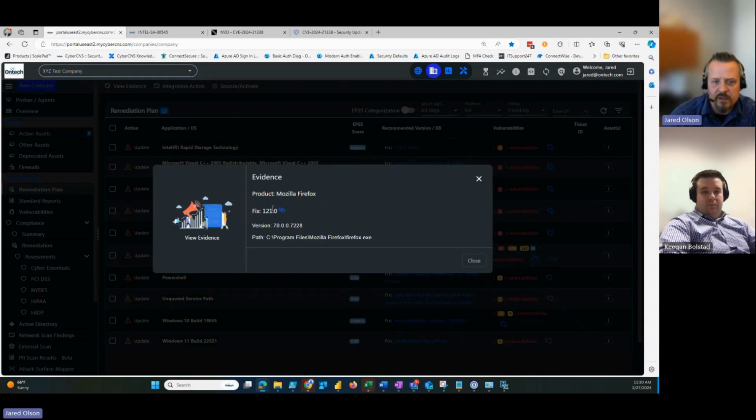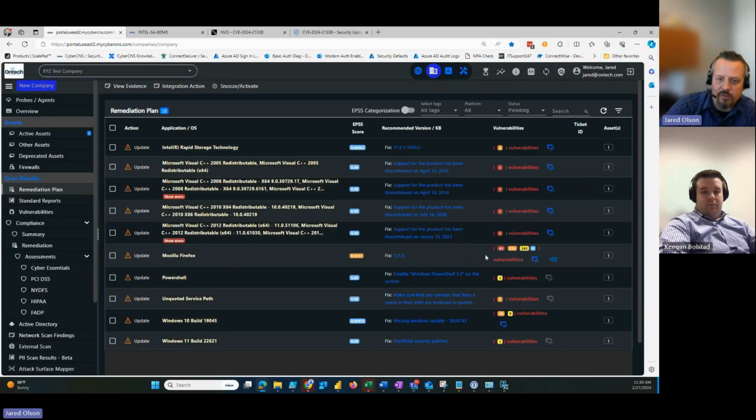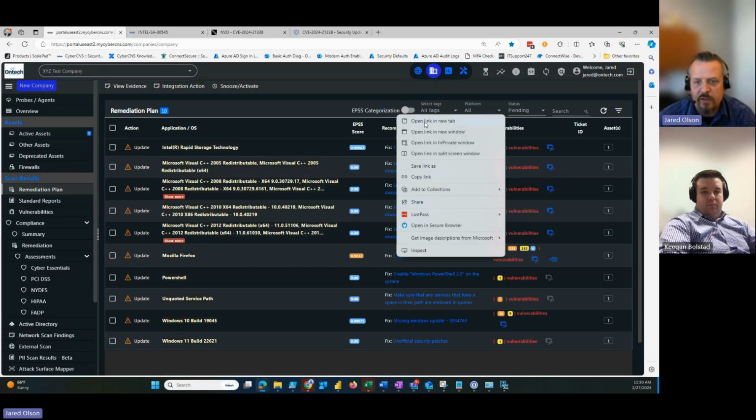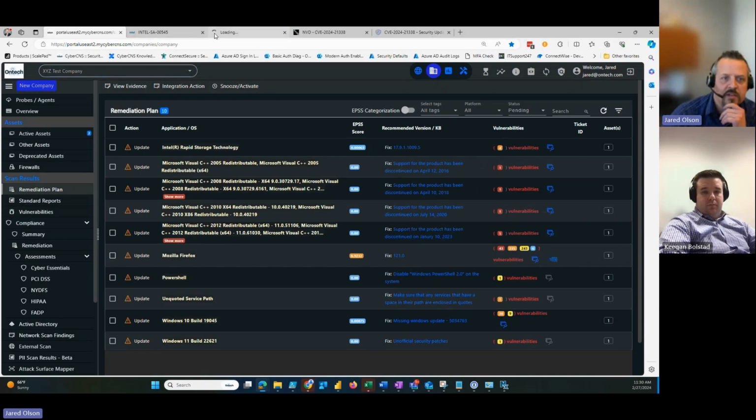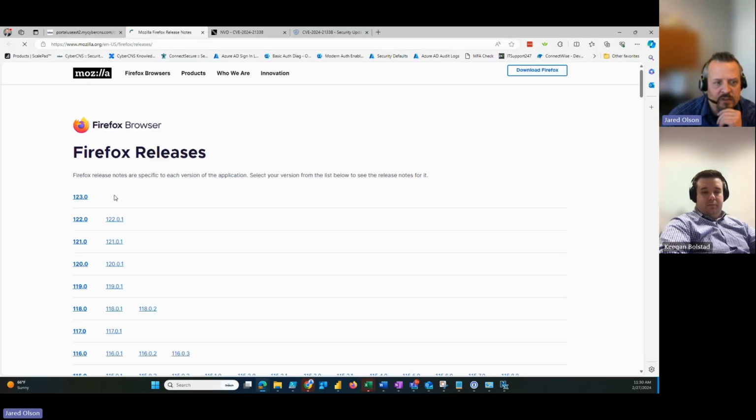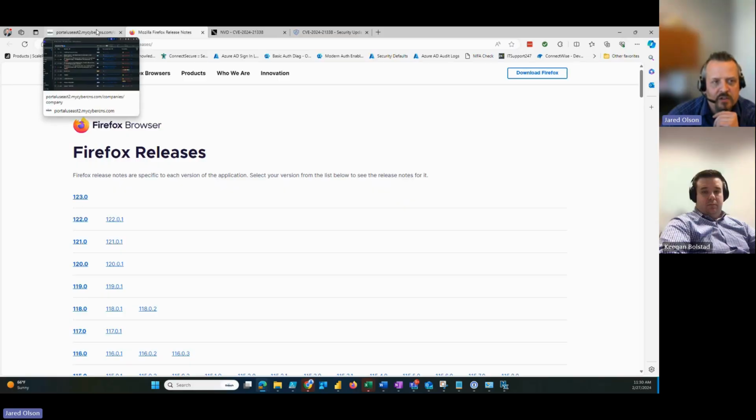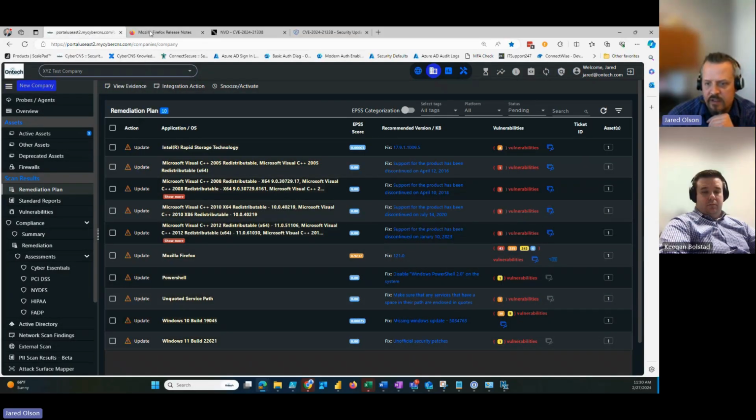You can also view evidence, so if you need to see what that version is and why it's saying that it's vulnerable. I specifically downloaded an old and vulnerable version to be able to show why it's important to be able to update third-party applications. But as you can see, it links you straight to the release notes. You can download the newest version. And if you were to fix that issue, the next scan is going to say, hey, these vulnerabilities were remediated.